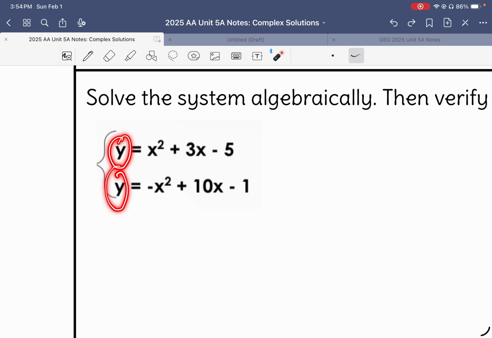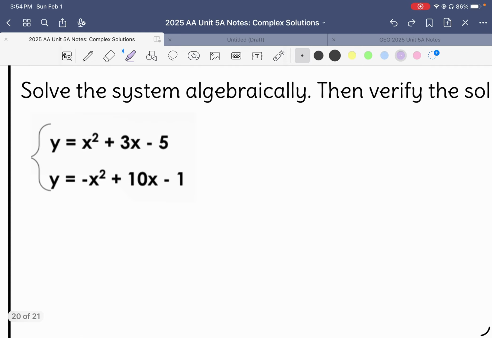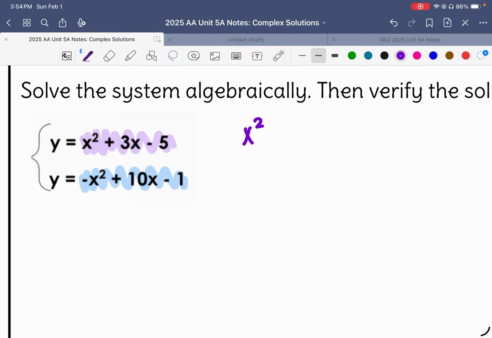So both of these guys have y isolated, which means cool. This is one side that equals y. Well, this thing also equals y. So I can take them and put them equal to each other. I'm going to start by color coding just for a moment. Eventually, I'll just switch back to regular black, but we have our top equation.